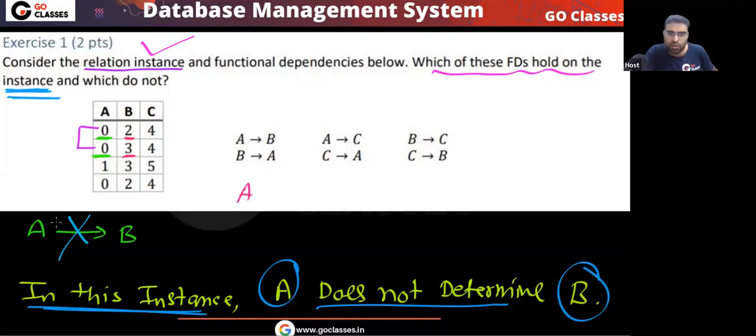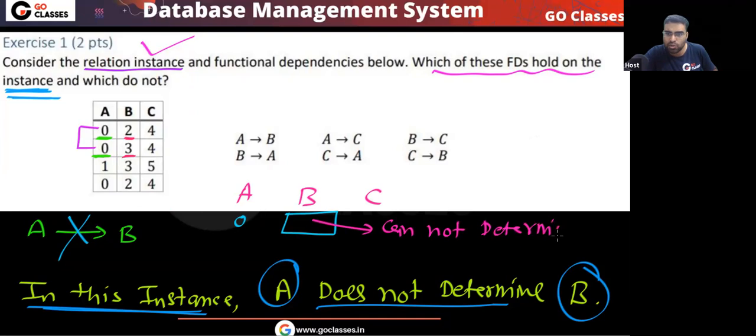For example, I'm giving you the value of A. I'm telling you the value of A is 0. Now, can you tell me the value of B? You cannot tell me. The value of B can be 2 or 3. So you cannot determine, right?